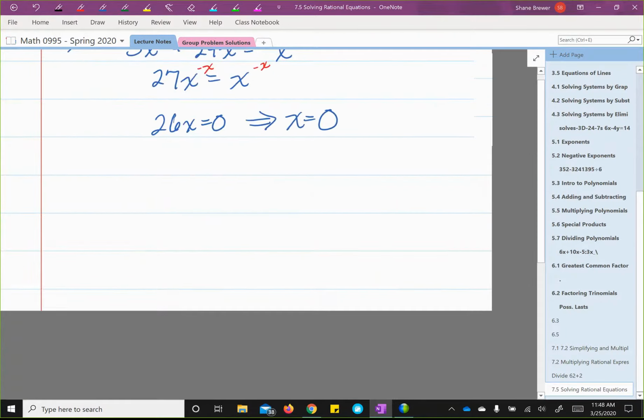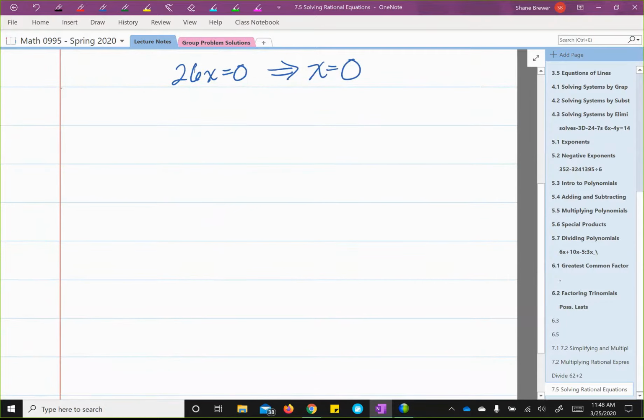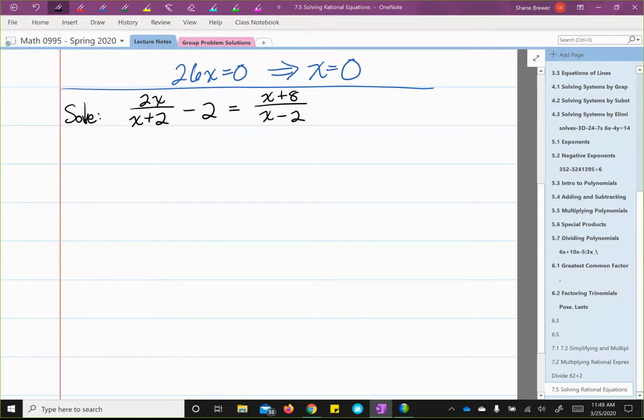Let's do another one, but let's do one that involves rational expressions, so one that involves terms in the denominator, variables in the denominator. So we want to solve 2x over x plus 2 minus 2 equals x plus 8 over x minus 2. Okay, so you can see fractions, rational expressions.